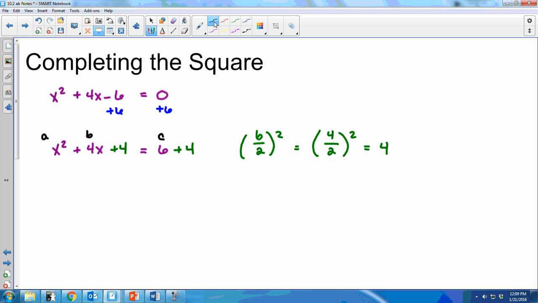Or you can write this down as a side note. The factored form will always be x plus whatever b divided by 2 was, squared. So the two numbers you can multiply to get 4 that add up to be 4 are 2 and 2. 4 divided by 2 is 2. So same thing. So the correct factorization is x plus 2 squared equals 10.